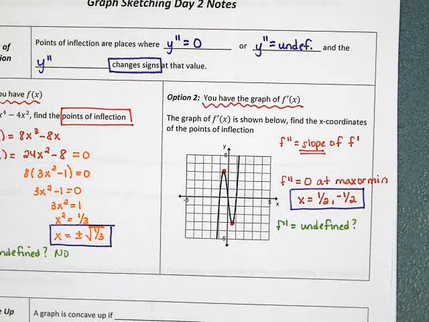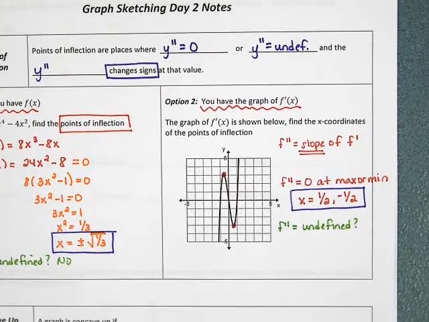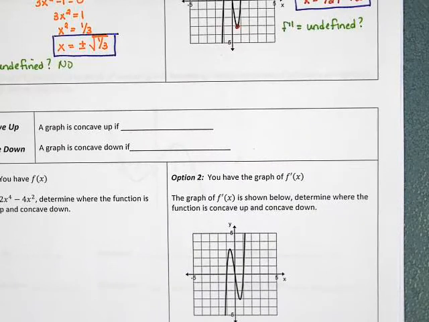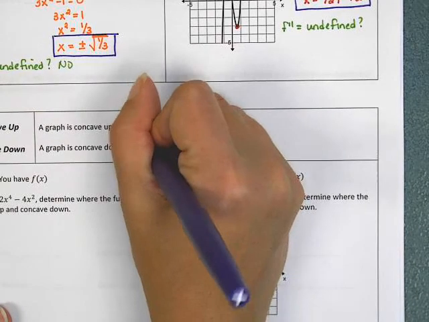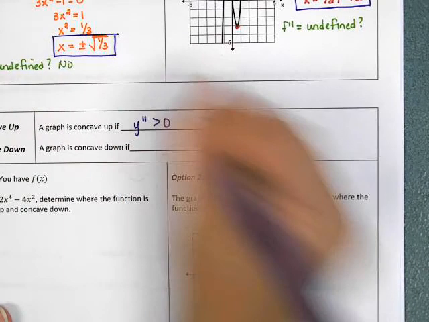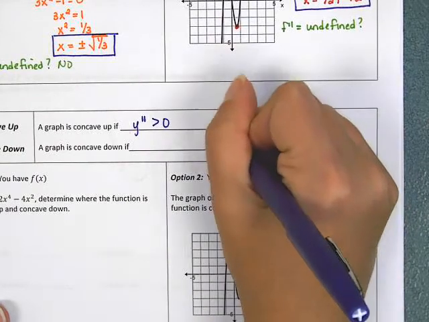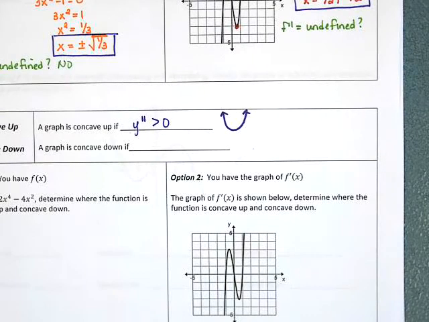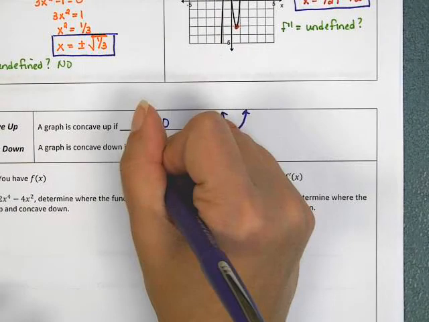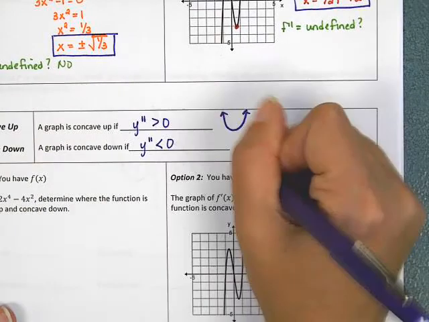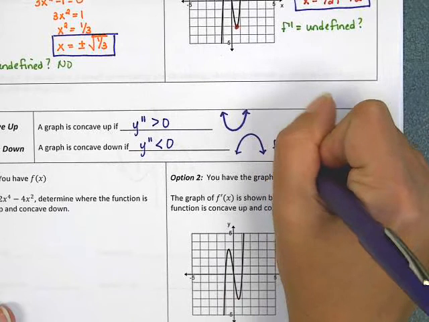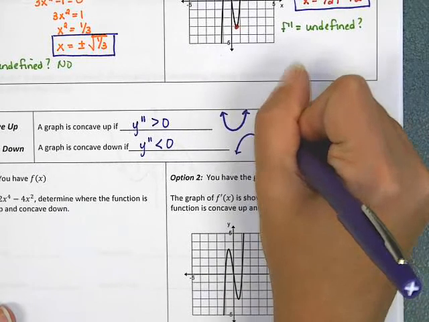Now let's say instead of asking you for points of inflection, I ask you for concavity. To figure out if a function is concave up or concave down, a function is going to be concave up if the second derivative is greater than 0. A picture of what concave up looks like is like this. I usually say that it looks like a cup. A function is concave down if the second derivative is less than 0. I usually say it's down like a frown.